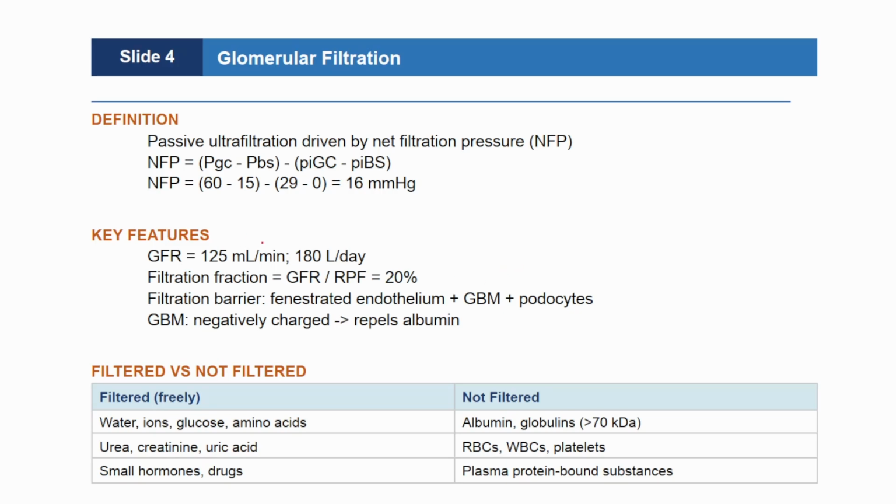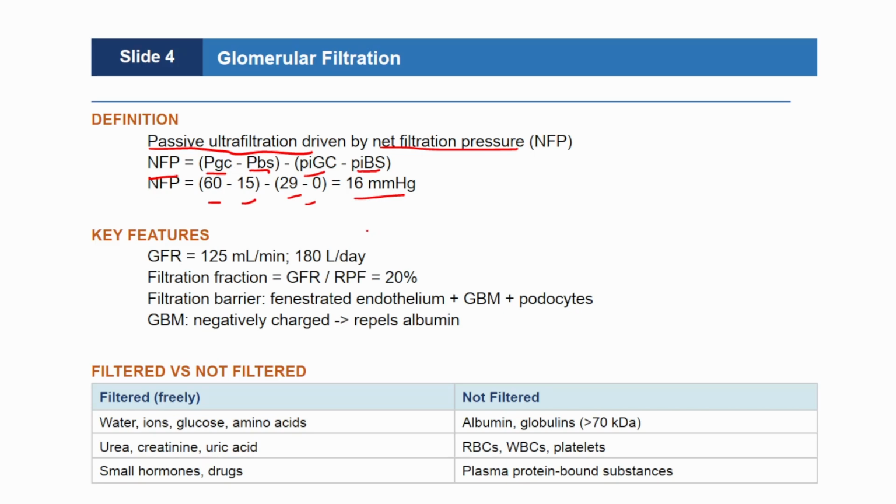Glomerular filtration is defined as a passive ultrafiltration process driven across a specialized barrier by net filtration pressure. The mathematical formula for net filtration pressure is the quantity of glomerular capillary hydrostatic pressure minus Bowman capsule hydrostatic pressure, minus the quantity of glomerular capillary oncotic pressure minus Bowman space oncotic pressure, yielding a normal baseline value where 60 minus 15 minus 29 minus 0 equals 16 millimeters of mercury.